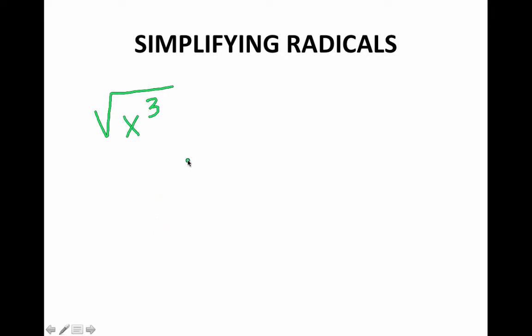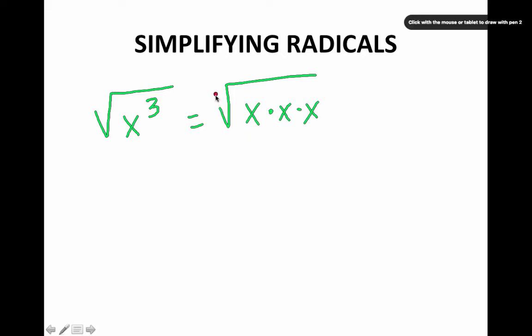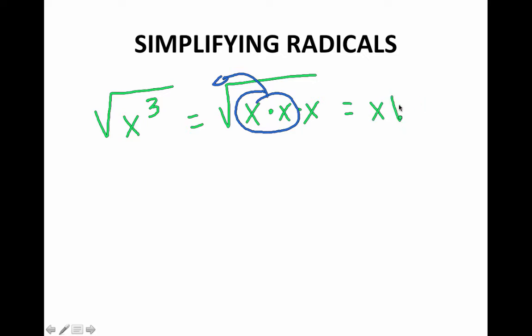Say we had square root of x to the third. Well, you all know that x to the third is the same thing as x times x times x. So since this is a radical value of 2 here, I'm going to be looking for pairs of 2. So here I have a pair of 2. That means I can take one of the x's out, or this pair of x's out, and I would be left with x on the outside, and then on the inside of the radical, we just have this lonely x.